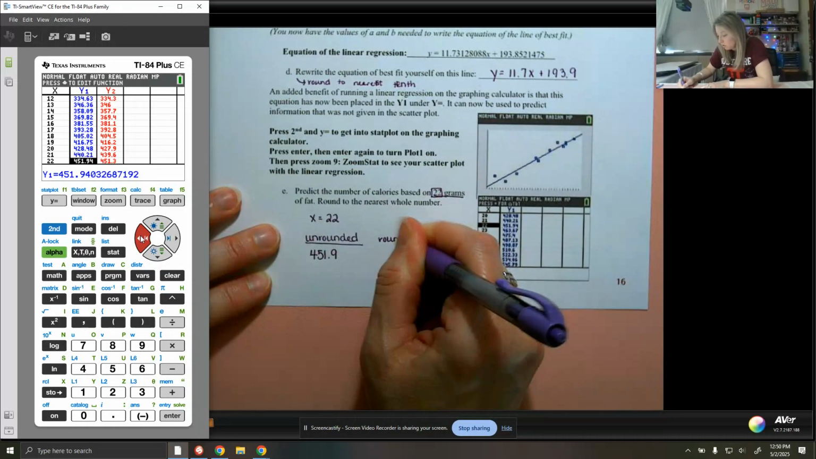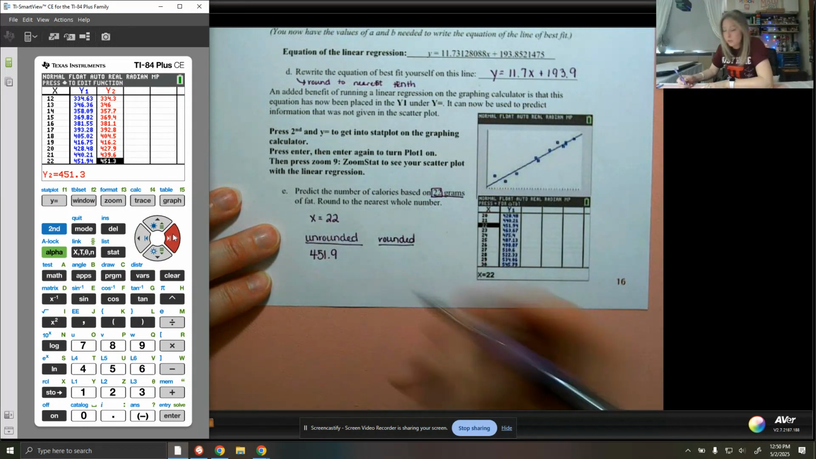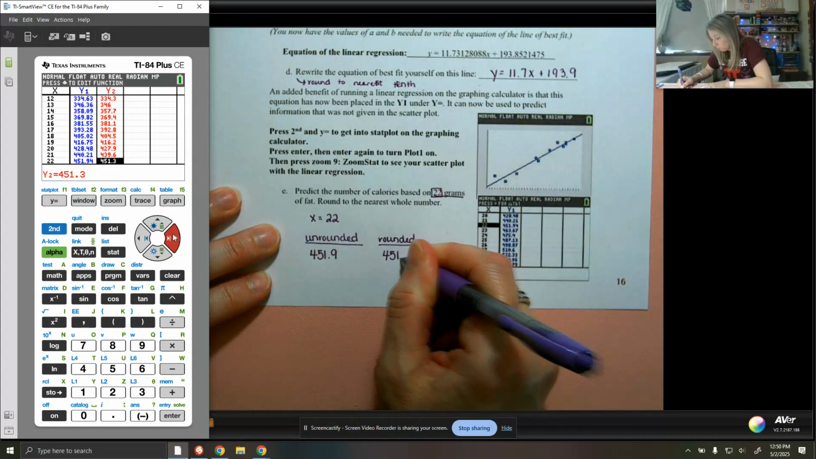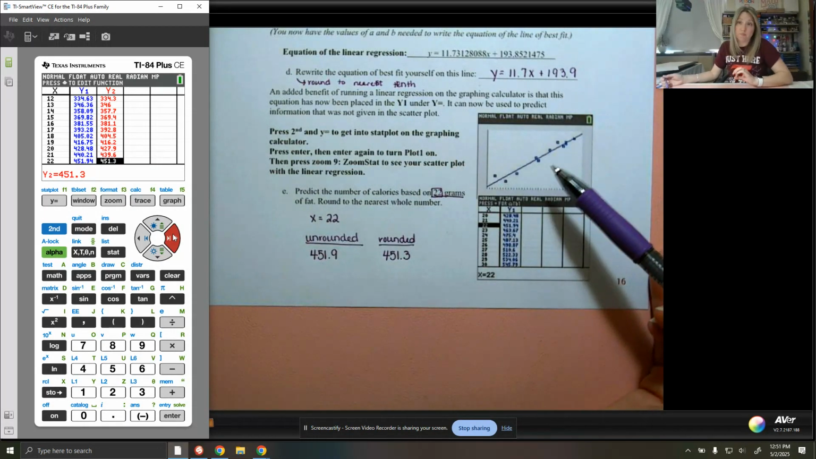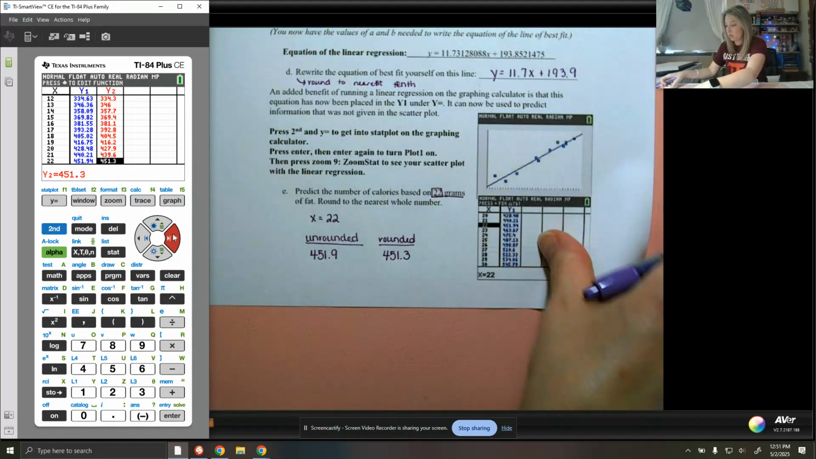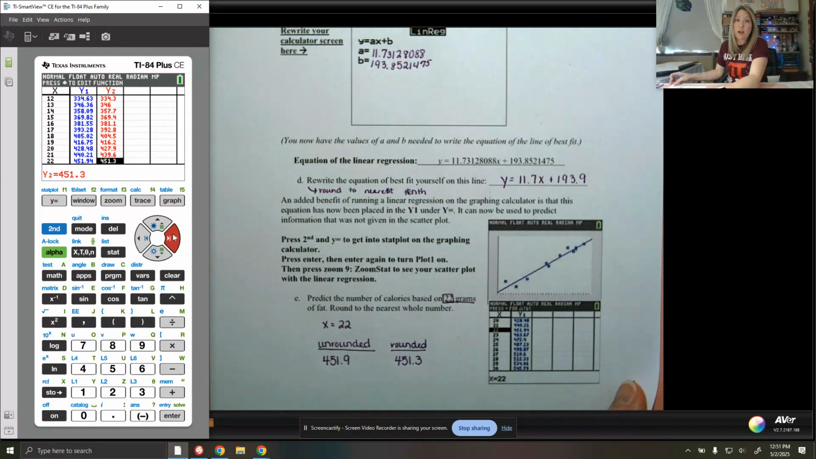And rounded to the nearest tenth, we have 451.3. Look how close that is. If we were rounding to the nearest whole calorie, we would round this up to 452. However, this one would stay at 451, but that is pretty darn close, even with that rounding. So we just want to be careful about if we're rounding our regression equation or not. So just be careful about that when you're looking at this. This is something that our graphing calculator does for us and something that the Regents asks us pretty much every year.